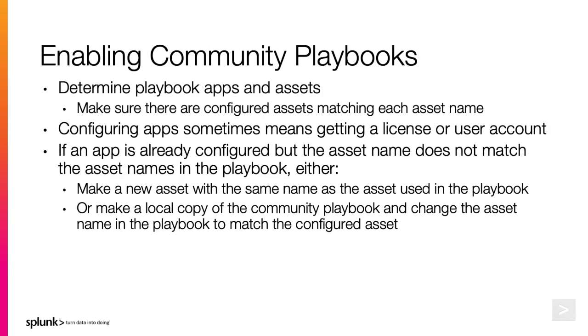To do this, we need to determine the playbook apps and assets and make sure that these are configured with assets matching each asset name in the playbook. Configuring apps sometimes means getting a license or user account. If an app is already configured but the asset name does not match the asset names expected in the playbook, you have one of two choices. Either make a new asset for the source server that has the same name as the asset used already in the playbook, or make a local copy of the community playbook and change the asset name in the playbook to match the locally configured asset.